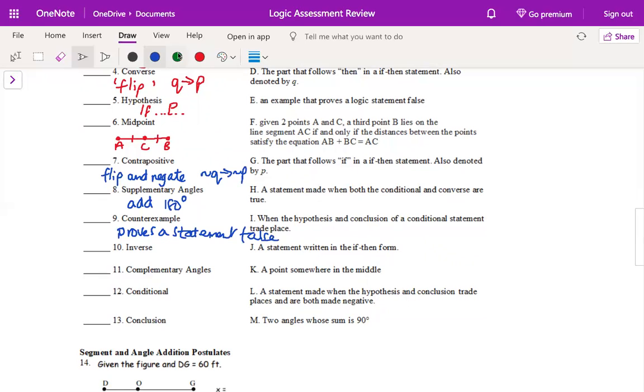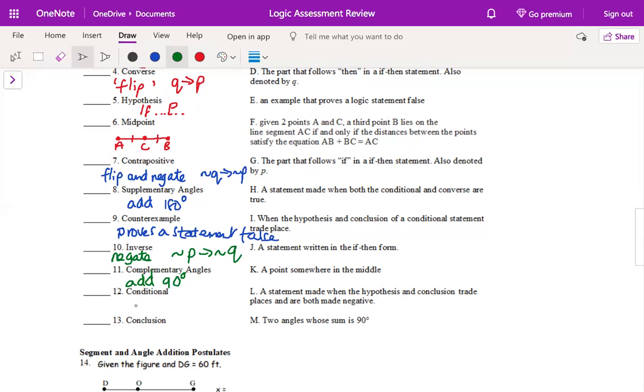All right, let's do some green for the last few. Okay, inverse, that is when we negate a conditional statement. So it would be if not P, then not Q. Complementary angles, two angles that add up to 90 degrees.